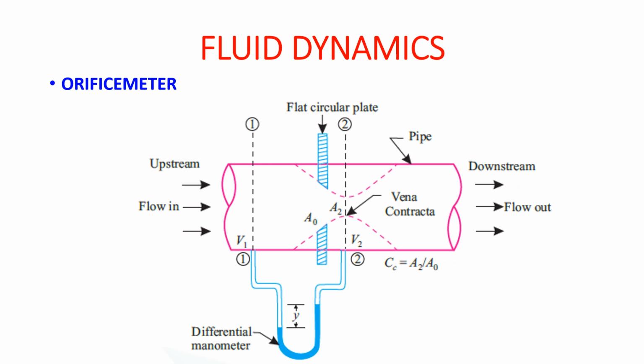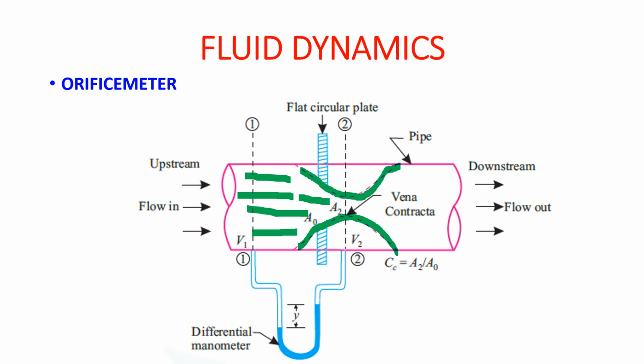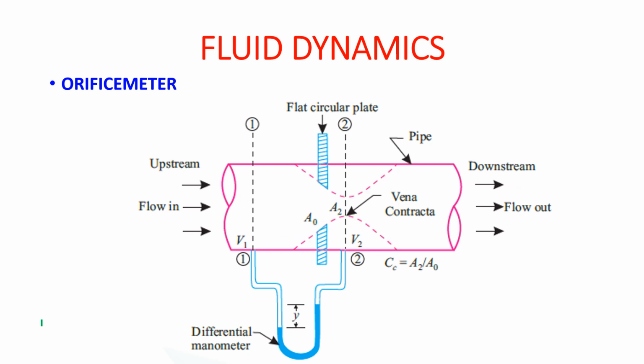This flow of water, when it is passing through this orifice, goes in this way, because the water has to pass through a very small surface area. The water will enter like this and go through this area, known as the reduced area of the orifice, because the orifice is a device in which there is a reduction in the area of water flow, and at the same time there will be an increase in the velocity.